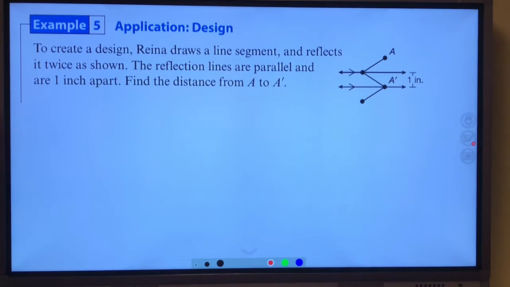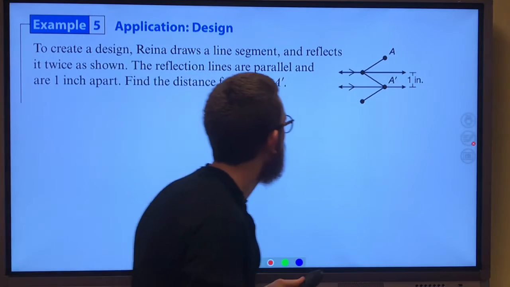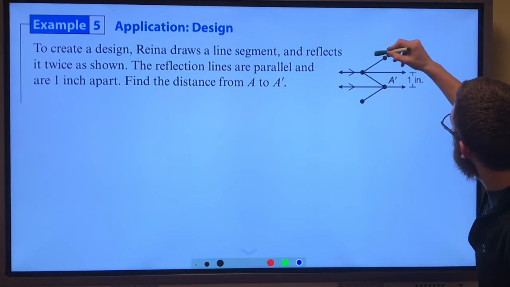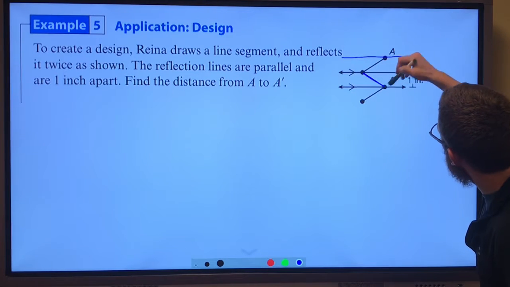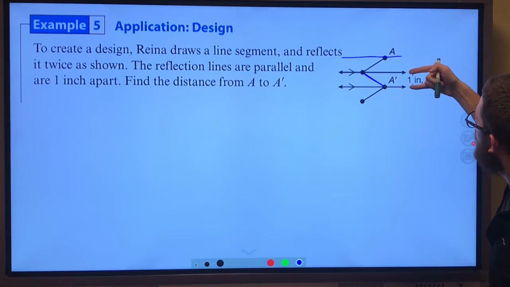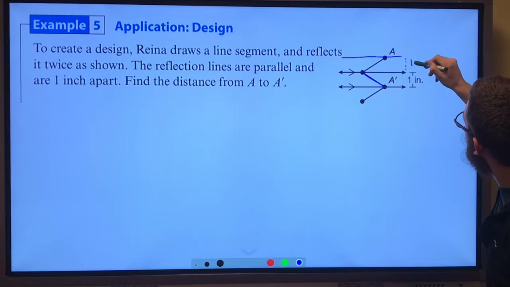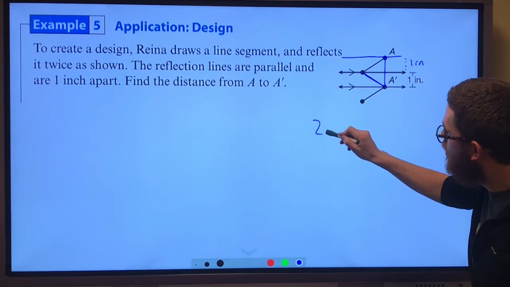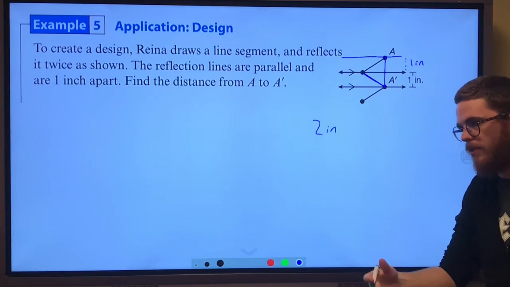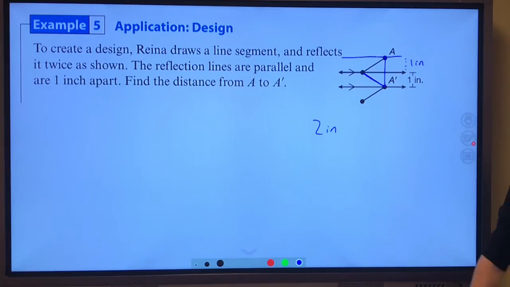All right, final example to create a design. Reina draws a line segment and reflects it twice as shown. The reflection lines are parallel and are 1 inch apart. Find the distance from A to A prime. Well, we know that if the distance of our segment right here, the vertical distance 1 inch, it's going to be another 1 inch right here. So from A to A prime would be a total of 2 inches. Not too crazy right there. Reina, I think you could have figured that out.